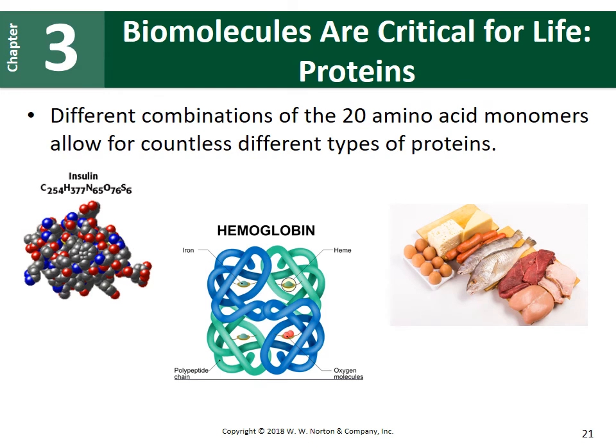Different combinations of those 20 amino acid monomers allow for these countless different types of proteins. So more examples: insulin, that helps us regulate our blood sugar. Hemoglobin, like I mentioned, that transports oxygen.